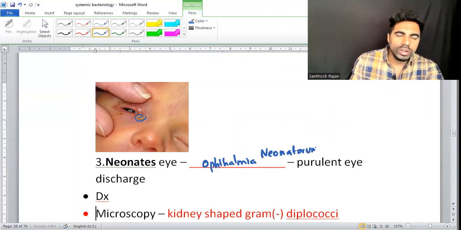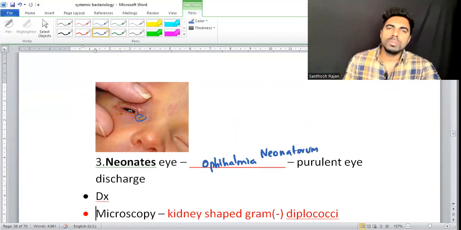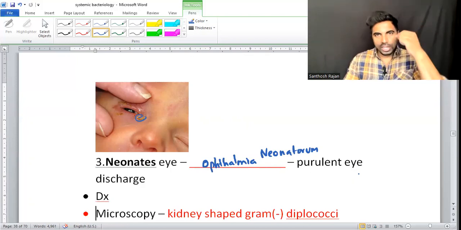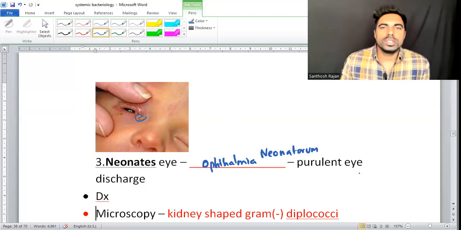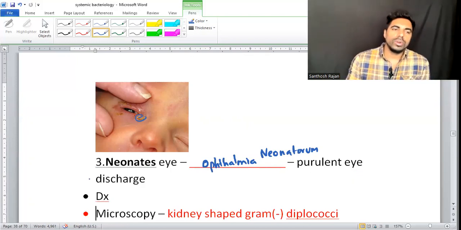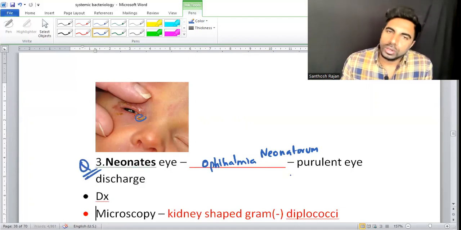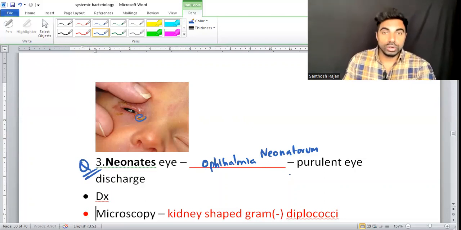Neonatorum: in a newborn, during normal delivery, when they pass through the female vaginal tract, they get it. Nowadays it's very obsolete because we are using eye drops. Immediately after the child is born, we put antibiotic drops in the eyes, so it is preventable. Okay, that's the question. Ophthalmia neonatorum is caused by gonococcus. Now trachoma: trachoma is chlamydia. Inclusion conjunctivitis is different.